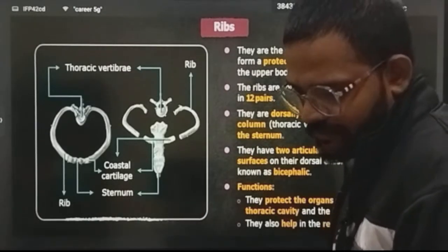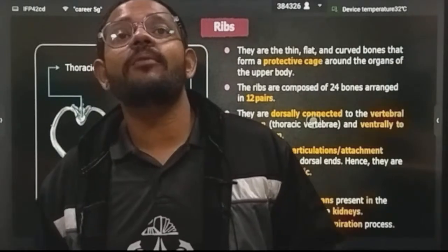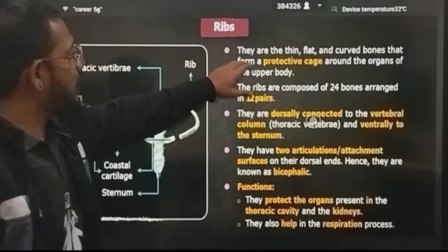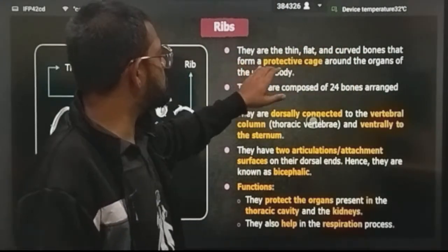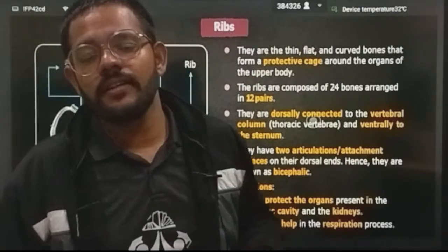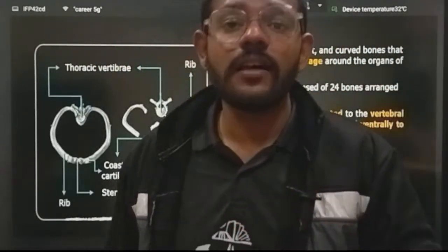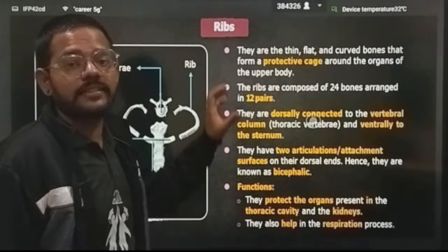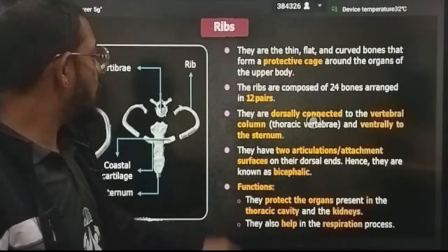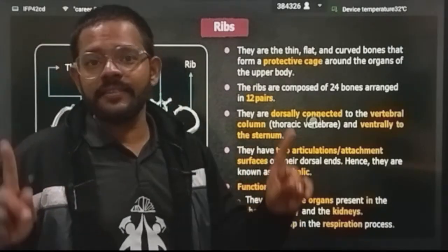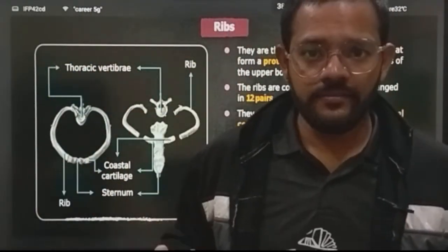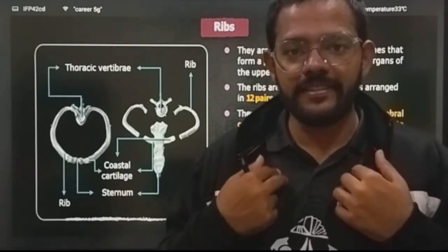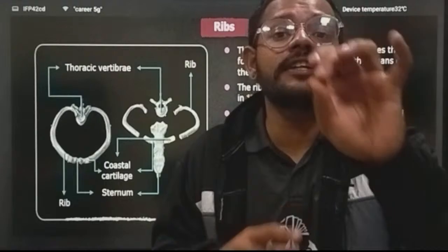Okay, next is your ribs, which are an important bone of your thoracic region. Ribs are thin, flat and curved bones that form a protective cage around the organs of the upper body. Organs of the upper body means your lungs, heart, thymus, all these organs are enclosed under this cage of 24 bones arranged in 12 pairs. 24 number होते हैं और 12 पेयर में प्रेजेंट होती हैं.